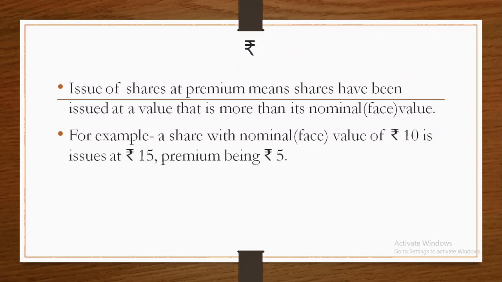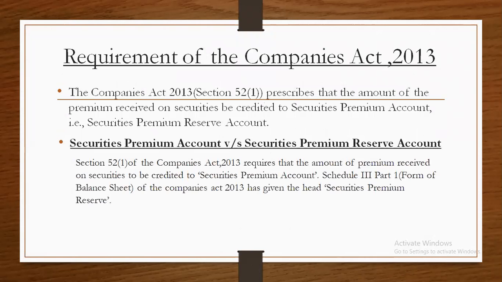Suppose a company is issuing a share of rupees 10 at rupees 15. Rupees 10 is the face value of the share and rupees 15 is the market value of the share, and since the share is being issued at rupees 15, this extra rupees 5 is the premium.